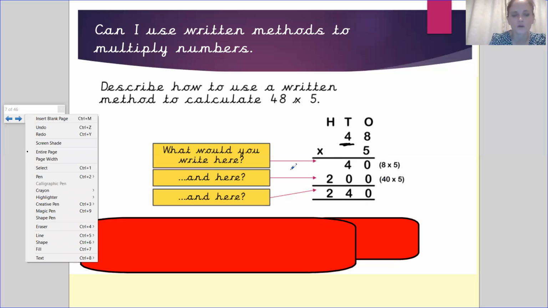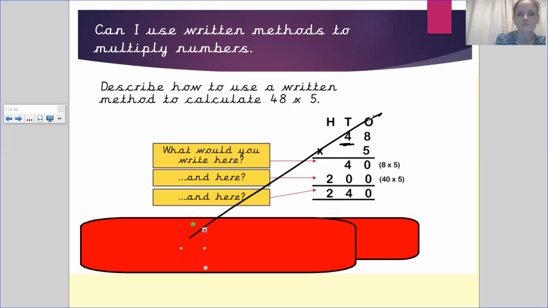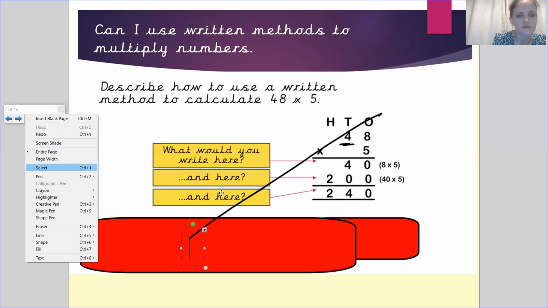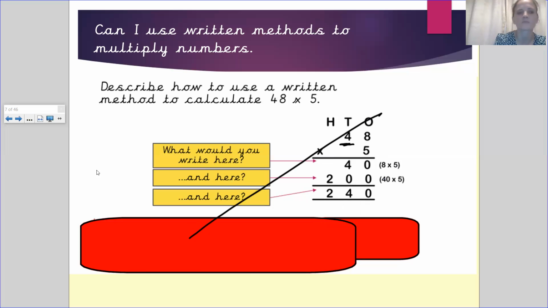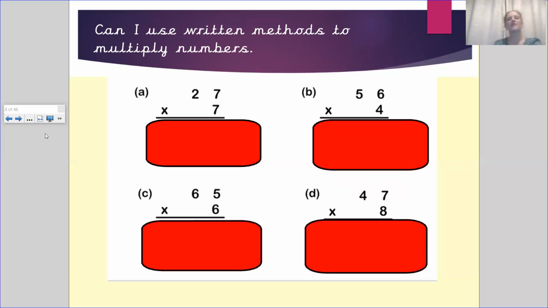Okay, moving on to our next slide. Right, using that method that we've just discussed, can you please work out the following?